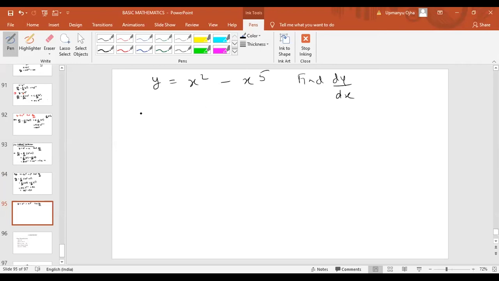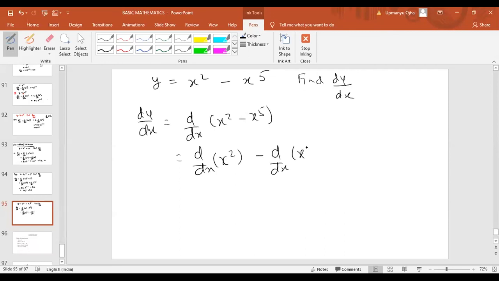Again, dy by dx will be equal to what? Again write d by dx, the y value is x square minus x power 5. Then differentiate this, we get d by dx of x square minus d by dx of x power 5. Differentiation of x power n is n x power n minus 1, which means 2 x power 2 minus 1 minus 5 x power 5 minus 1. So the answer will come as 2x minus 5x power 4. That is the correct answer.